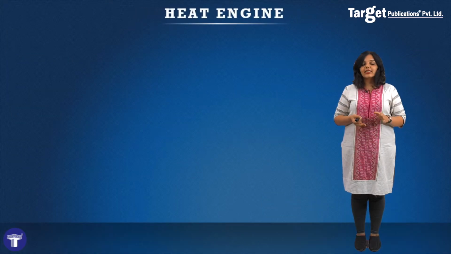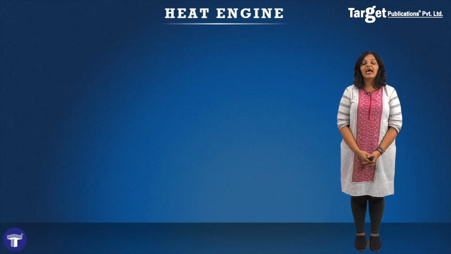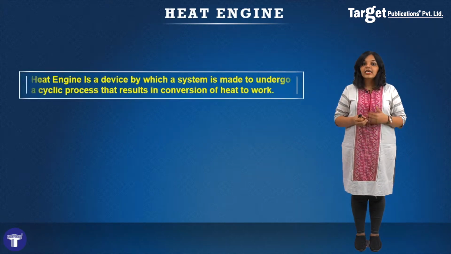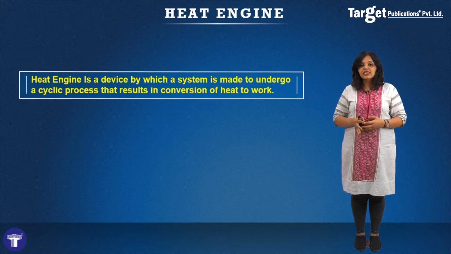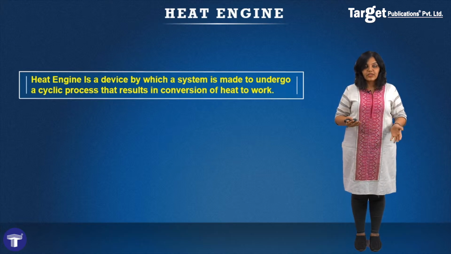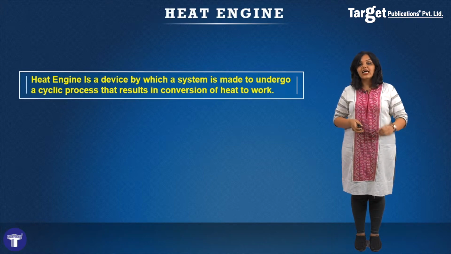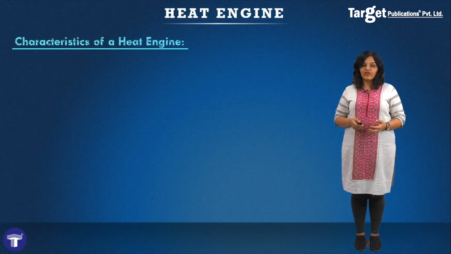So we learned about cyclic processes, but where exactly do we use this idea of cyclic processes? We use it in a system called a heat engine. In fact, a heat engine is nothing but a device in which a system is made to undergo a cyclic process that results in the conversion of heat to work. In fact, if you take a look at the history of thermodynamics, then its roots lie in the study of heat engines. So what exactly goes in the making of a heat engine?